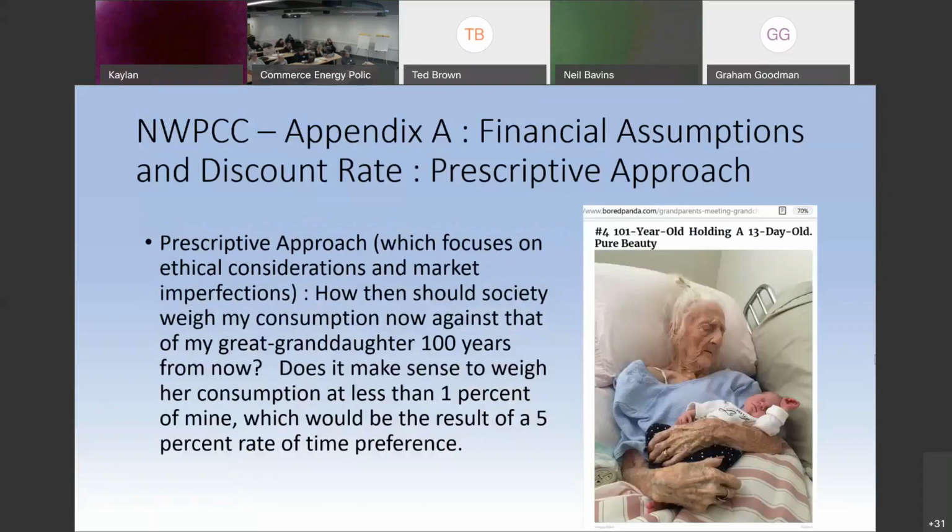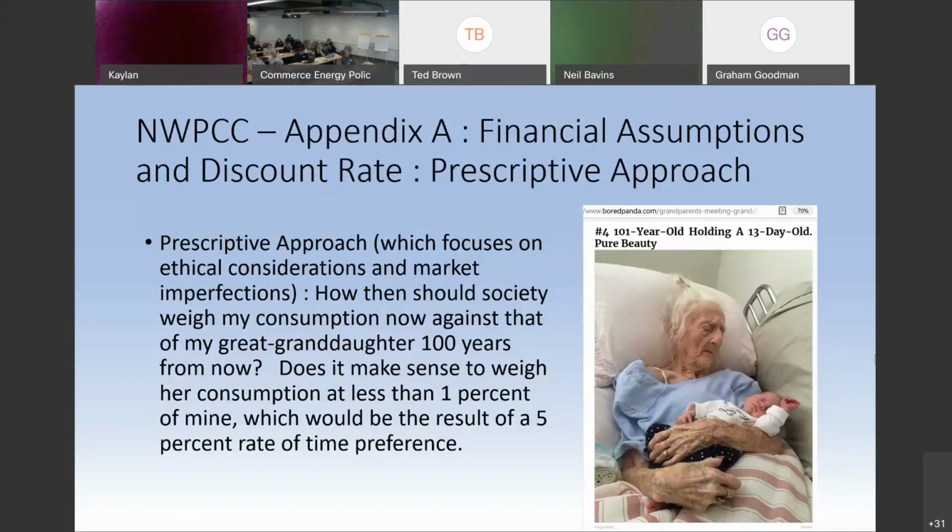And then they talk about the prescriptive approach, and this is much more about a deeper question of what is the social cost associated with the things we're trying to evaluate. They use this language: how then should society weigh my consumption against my granddaughter 100 years from now? If you apply a 5% discount rate to that 100 years, you're valuing her inputs and outputs economically as less than 1% of yours today. So is what you did today 100 times more valuable than what your grandchild, your great-grandchild, might do? It's a different level of question.